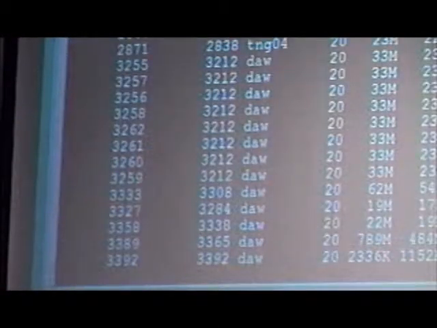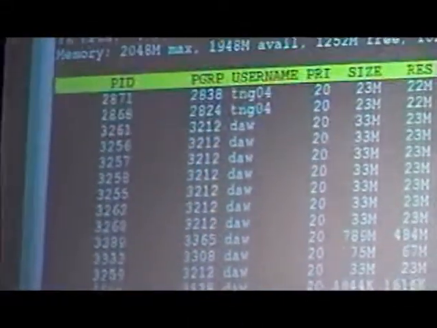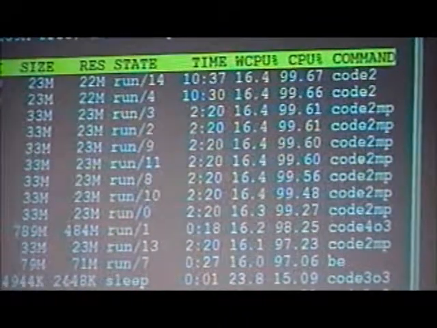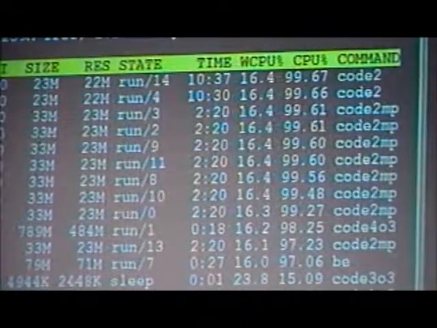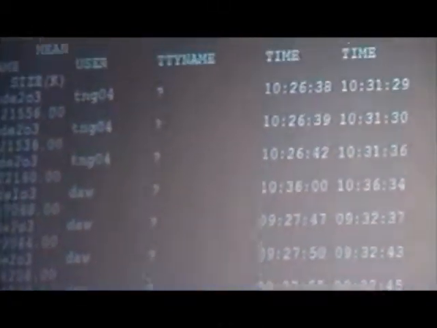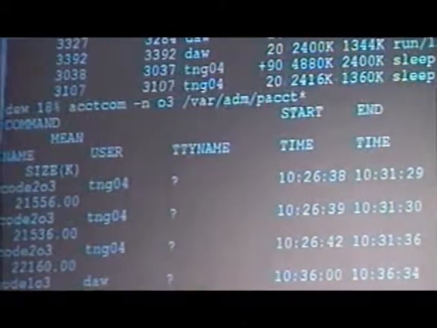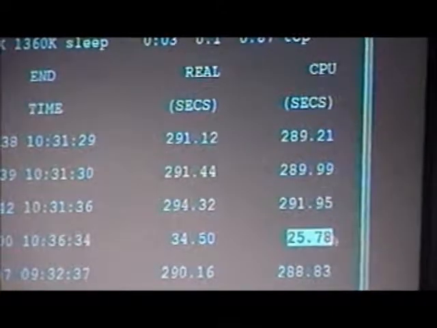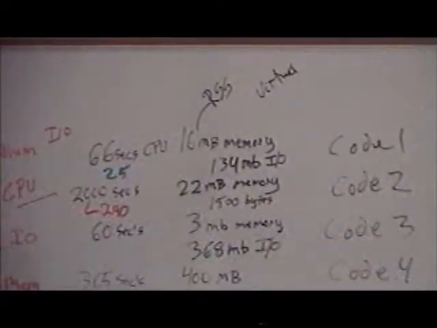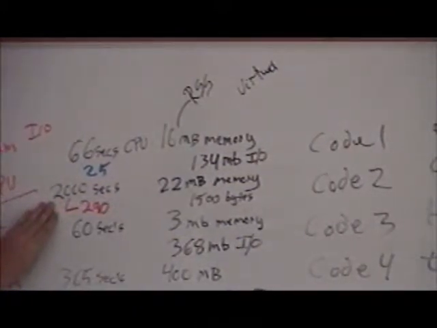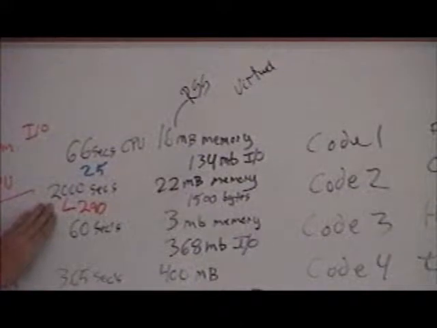And if I bring up top now, you can see the codes running there. So here's code 103, it now went down to 25 seconds. From 66 seconds to 25 seconds, which is only a third of it. We got a lot more out of code 2. We probably got 10% or 2,290.